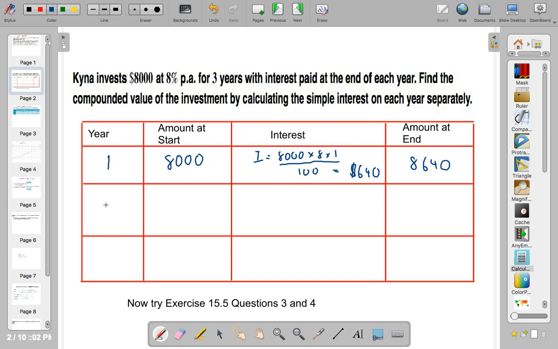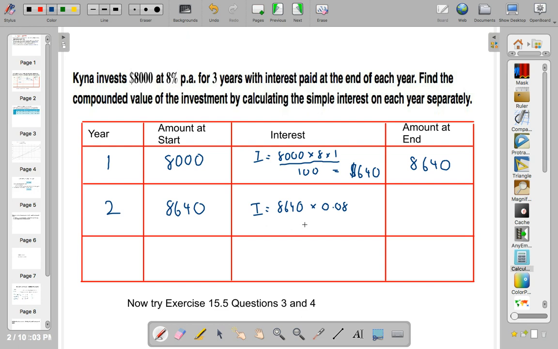Let's go to year 2. Now the amount at the start is $8,640, the amount we had at the end of year 1. This is how it differs from simple interest, where it would be $8,000 for each year. We now calculate the interest. Now I'm going to show you a shortcut here, which will save a lot of time. So 8,640 multiplied by the interest rate, the 8% as a decimal. Now 8% as a decimal is 0.08. In fact I really could have done just 8,000 times 0.08 here, but I just wanted to show you how we use this simple interest formula to calculate the interest every year.